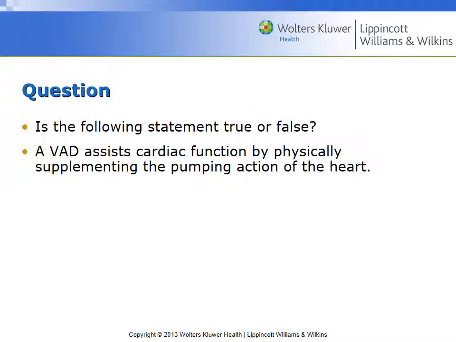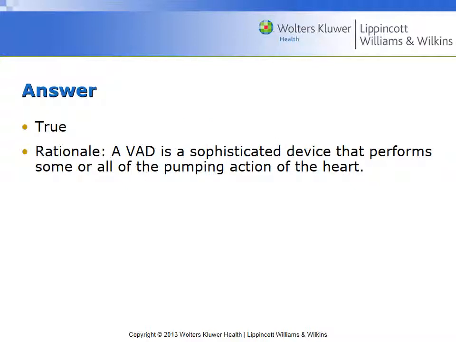Question: is the following statement true or false? A ventricular assist device assists cardiac function by physically supplementing the pumping action of the heart. Answer is true. The ventricular assist device is a sophisticated device that performs some or all of the pumping action of the heart.